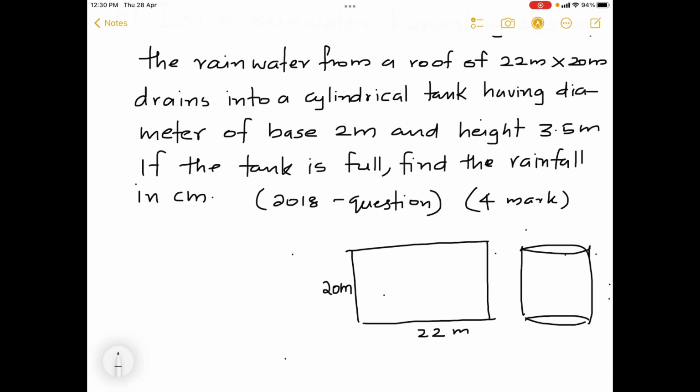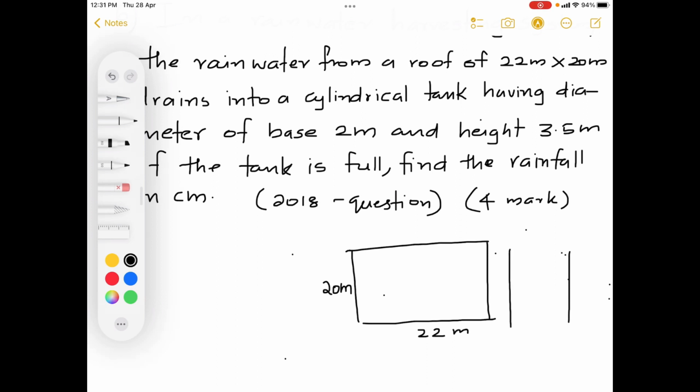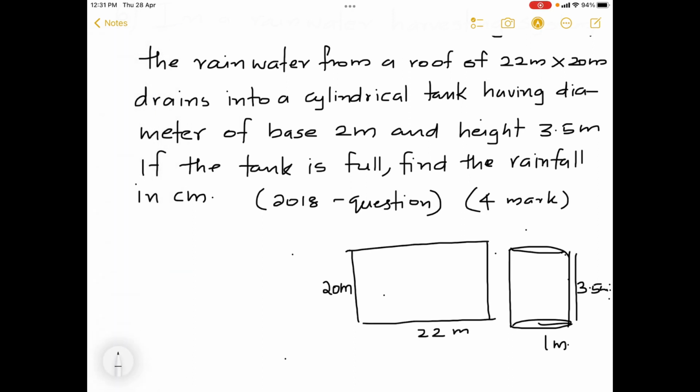Tank is cylindrical shape. Base having diameter 2 meter, so radius is equal to 1 meter, and height is equal to 3.5 meter. If the tank is full, find the rainfall in centimeter.